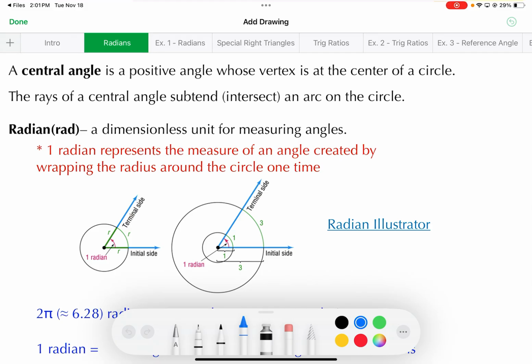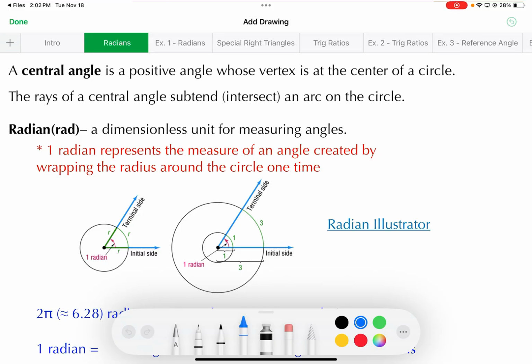So recall a central angle is a positive angle where the vertex is placed at the center of a circle, okay? So I have a couple central angles pictured below there. Remember, an angle has an initial side to it and it has a terminal side, right? Together they come to the vertex, which we're placing at the center of the circle. Now, the rays of that central angle, they subtend an arc on the circle. And when I say subtend, that just means they intersect the circle to form an arc, okay?